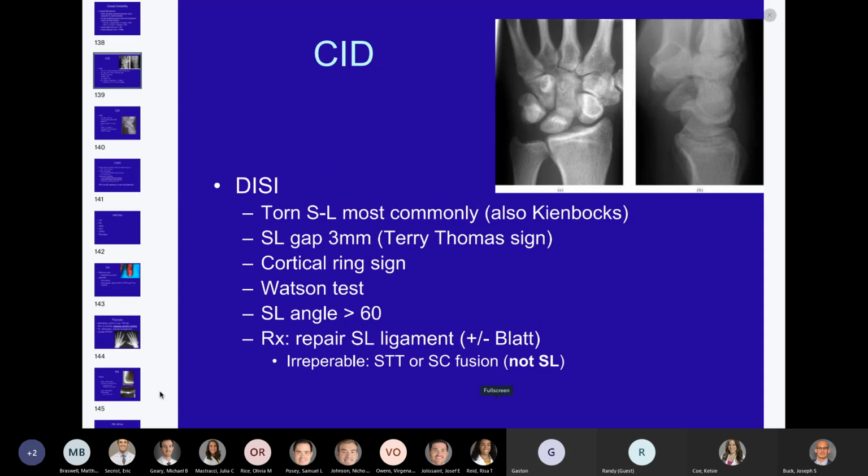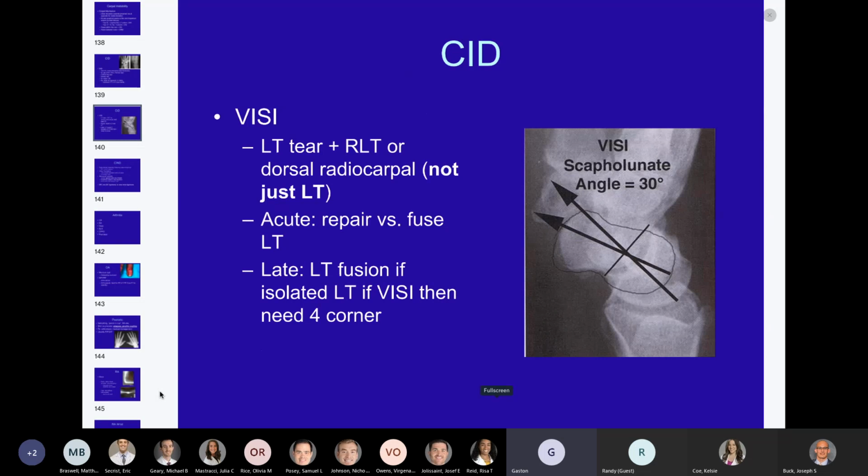Next slide. So DISI is most commonly caused, like I said, by an SL tear, but there's other things that can cause it more than you really need to know. If someone has an acute SL tear on OITE and they're young, the answer is going to be fix it. If they're older or have arthritis, we would do more salvage things, and I don't think they're really going to ask that, so we'll go next. This is what a VISI looks like.